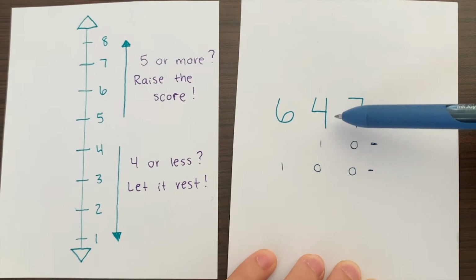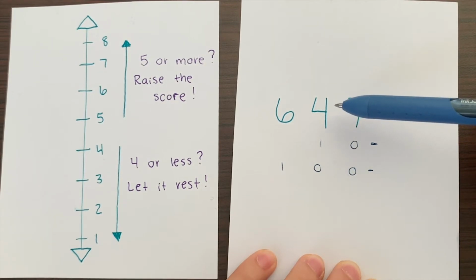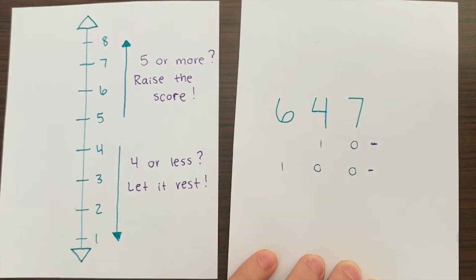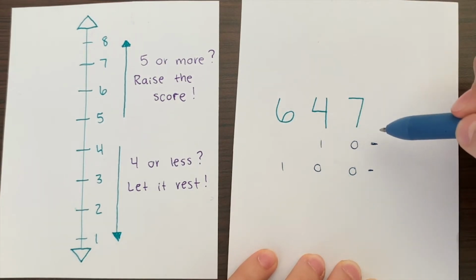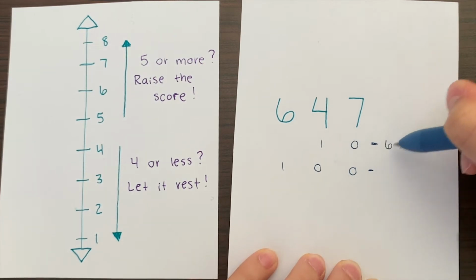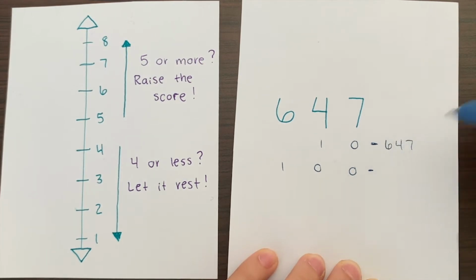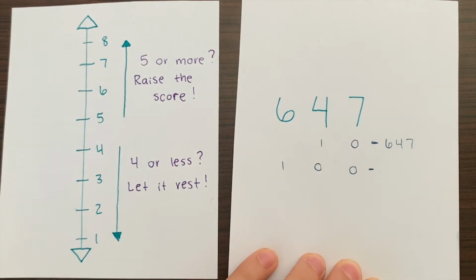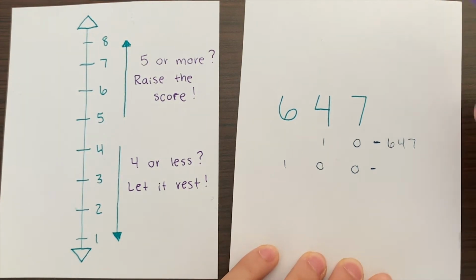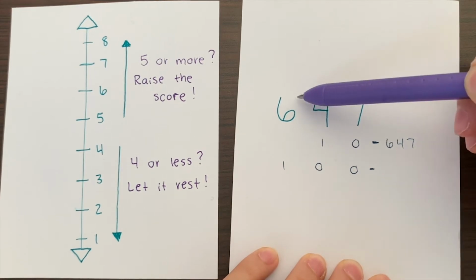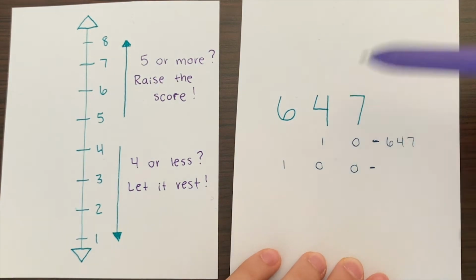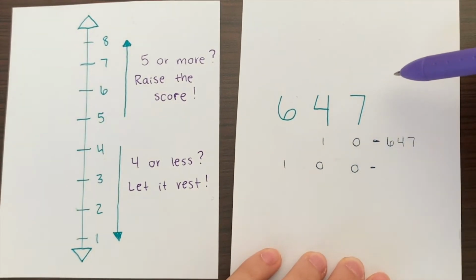First, we're being asked to round to the 10th place. We can see that this number here, 47, starts with a 4, which means 4 or less, we're going to let it rest. So when rounding to the 10th, our number is actually going to stay the same. We're not going to do anything to it. Now, when rounding to the 100th, we're now going to look at this number right here. We're actually going to look at the entire number.